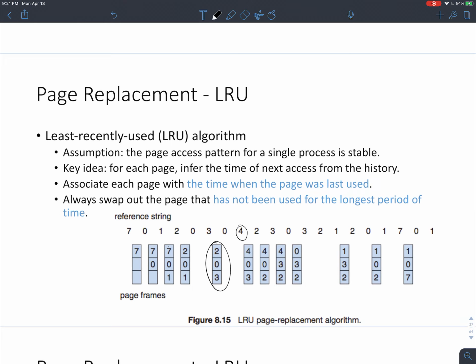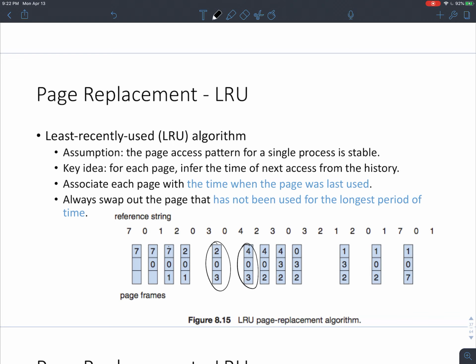Among the 3 existing frames, the last time we referred to 0 is over here, the last time we referred to 3 is over here, and the last time we referred to 2 is over here. So 2 has not been referred to for the longest time. So we kick out 2 and bring in 4, which ends up with this. And if you continue the procedure, you'll be able to figure out the next sequence.